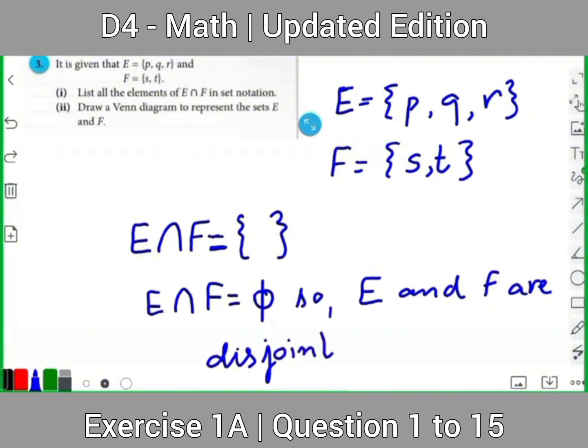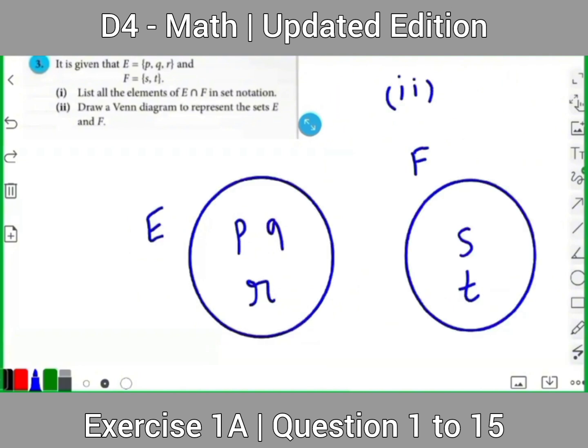There is nothing in common between the sets E and F. Now we have drawn the Venn diagrams for the sets E and F, but there is no overlapping region between E and F because the sets E and F are disjoint sets, so they have no elements in common.